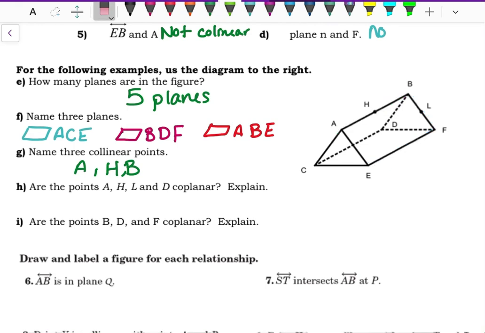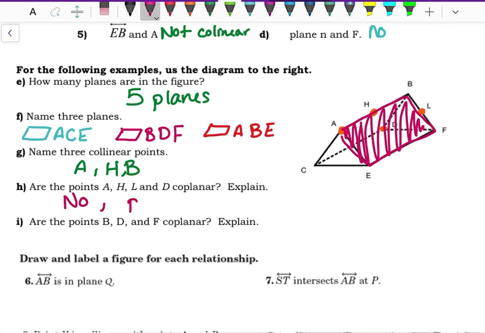Are the points A, H, L, and D coplanar? Well, A is here, H is here, L is here, and D is here. So A, H, and L are coplanar. However, D is not. D is not on the same plane. If you look, A, H, and L are all on this surface here. They all are following that plane if I were to trace it. While point D is not. It's on a different plane. So no, point D is not coplanar.